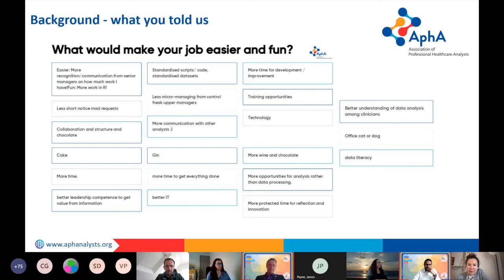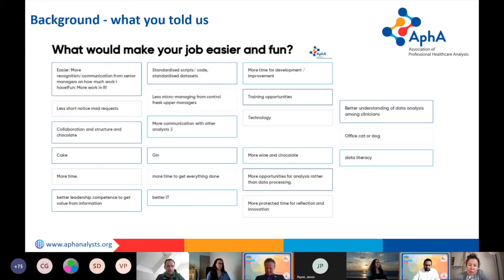And a lot of the things that were coming out of what would make our job easier and more fun were things like, to be honest, cake, gin and cheese, but in there as well were some really useful things around training opportunities and making things more consistent.